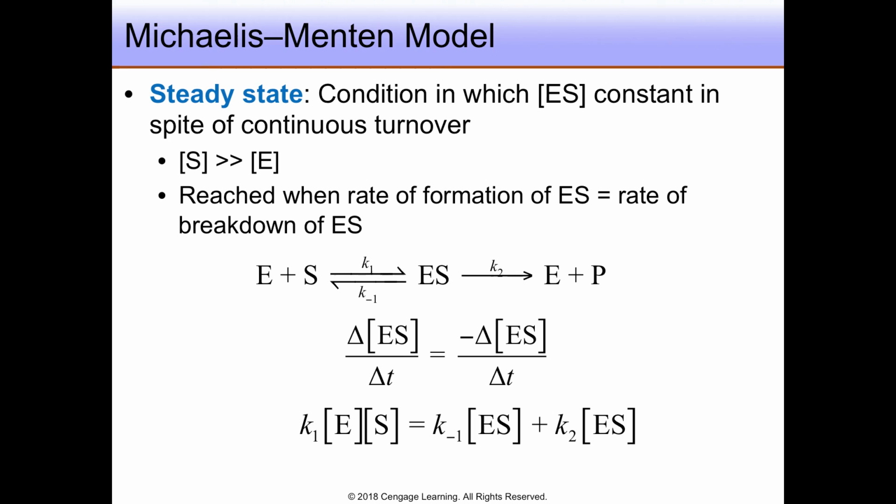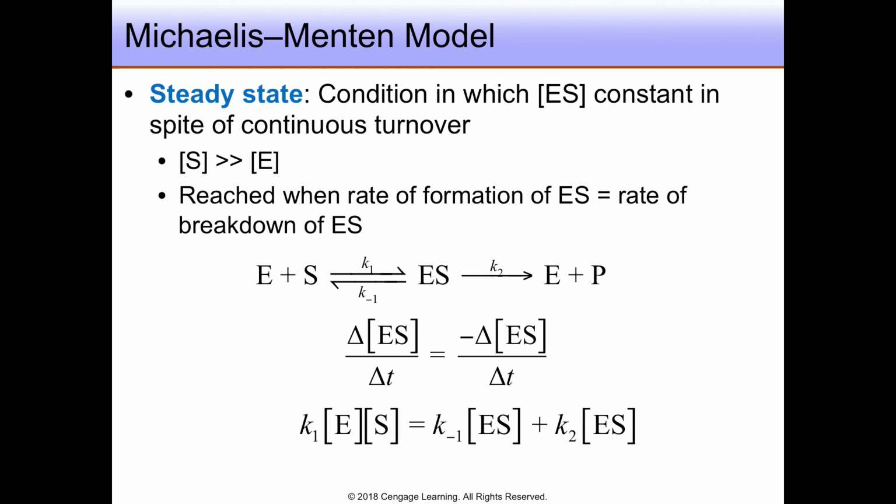In this model, we are using a steady state condition. That is, a condition in which there is no change in the concentration of ES over time. This can only occur if the concentration of substrate is much higher than that of enzyme. Note that this doesn't mean that all the enzyme molecules bind substrate molecules and never let go.